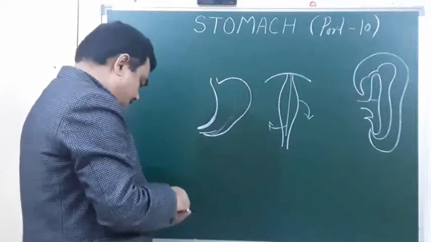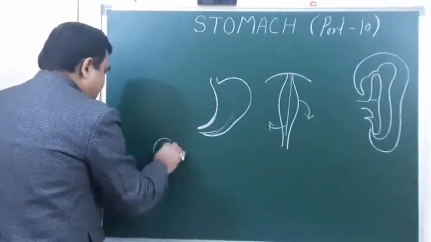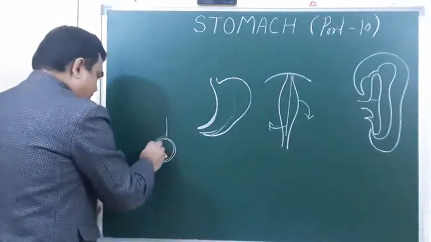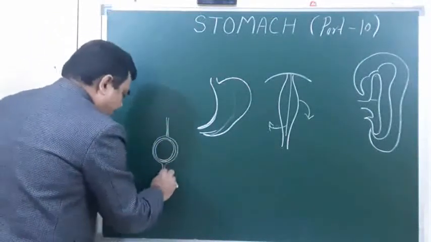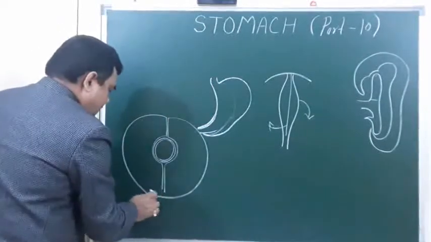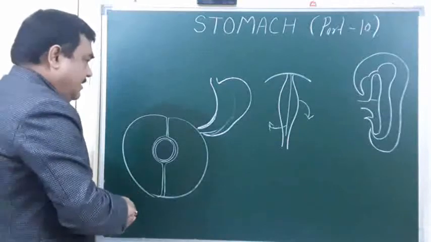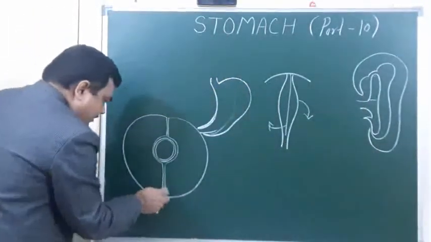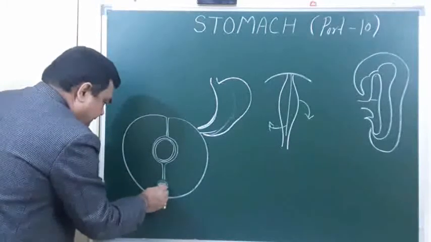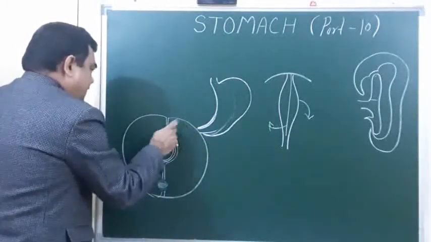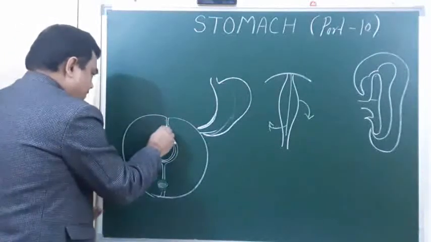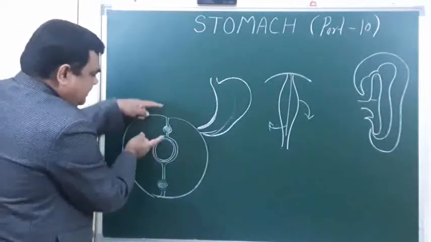And as you know, here is the position in transverse section during development. This is covered by peritoneum. This is the ventral side, this is the dorsal side. From this place the hepatic bud grows, and here the liver starts forming. And here the spleen starts forming. So this is the ventral mesogastrium, this is the dorsal mesogastrium.